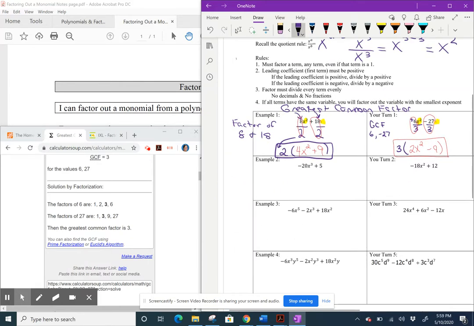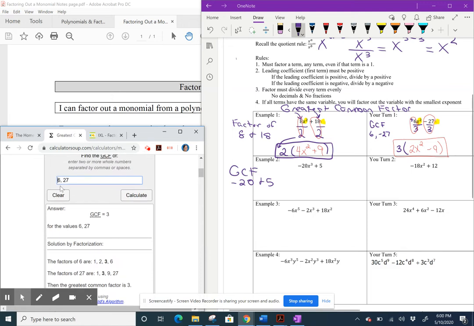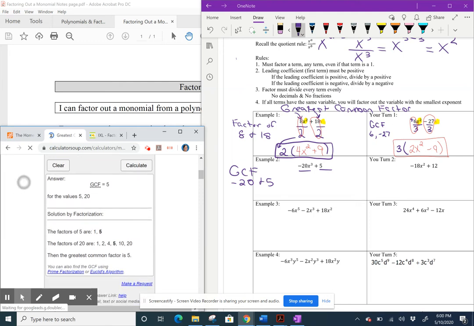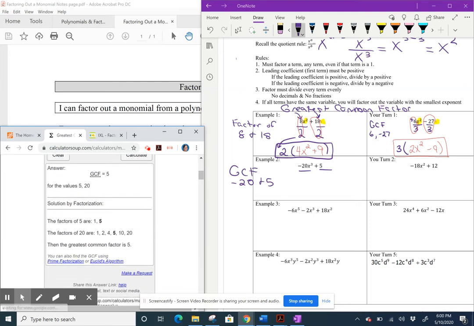Now, notice this time I gave you a negative first and then just a positive. Remember, this calculator does not read negatives. So I'm just going to put in 20 and then 5. Now it says that the greatest common factor is 5.